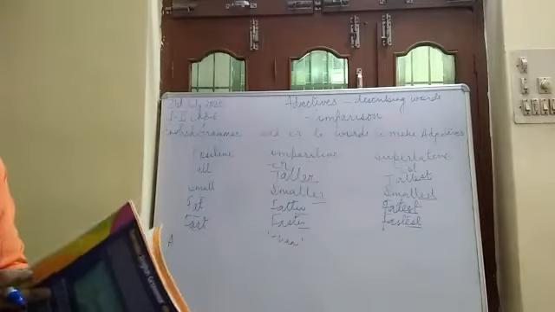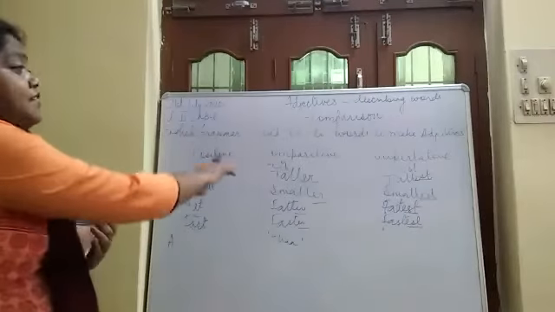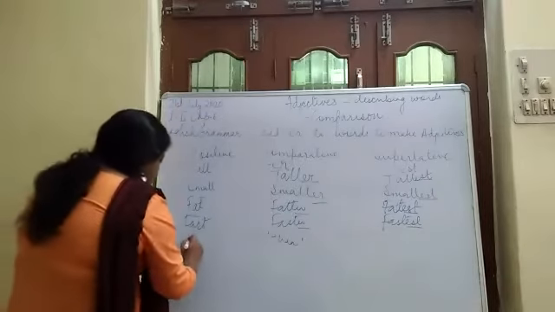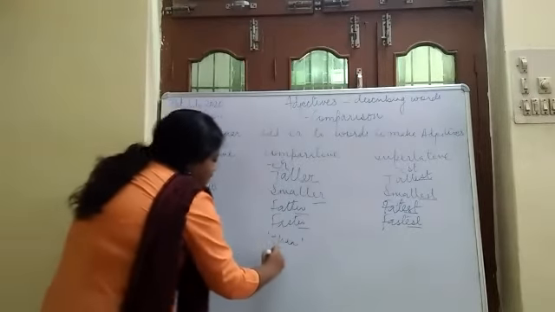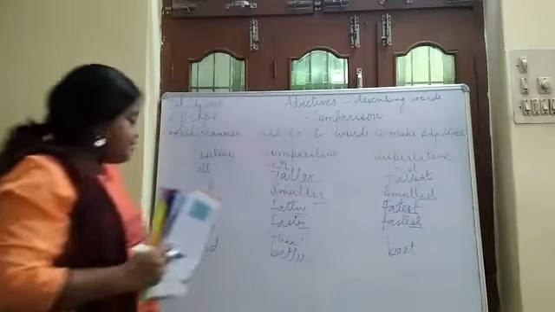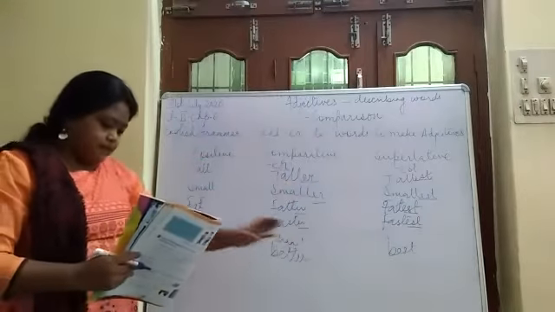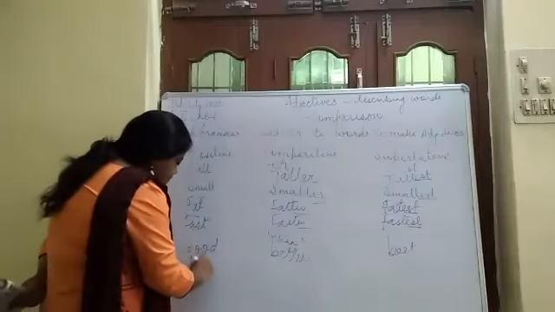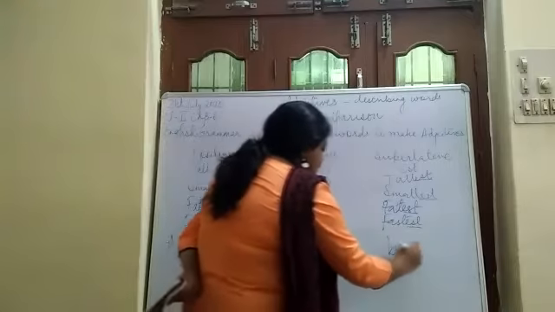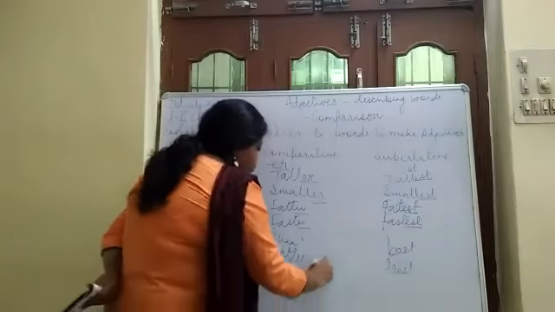Now before concluding, there are certain adjectives which do not fall under this category. They change when the comparison takes place. For example, see, good changes into better and best, right? These are certain adjectives which do not change according to the comparison in the usual way, but they have their own way of change. Okay, like good, better, best. Then you have little, less, least. Then you have bad, worse, worst.